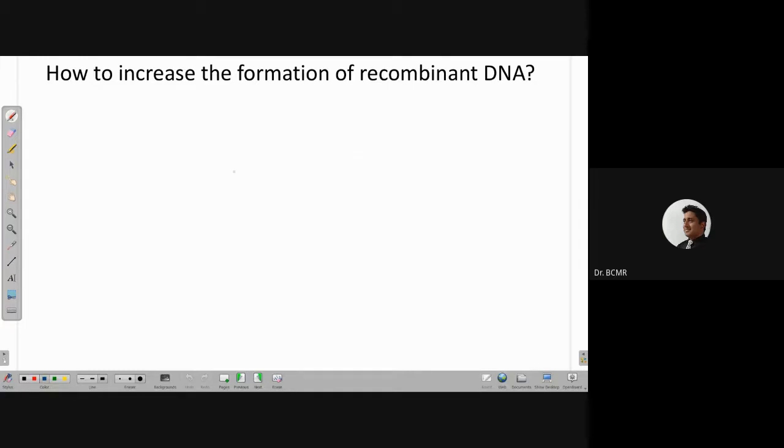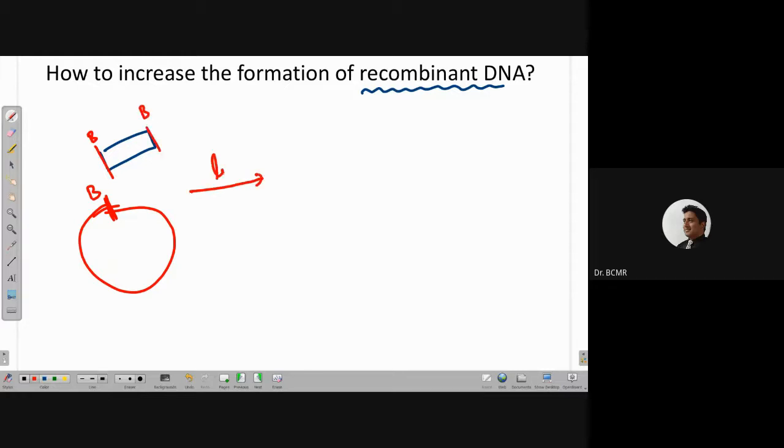In the last class, we also discussed how to increase the recombinant DNA yield. When we perform ligation between the gene of interest and the vector, say this is the vector and this is a BamHI site, and you have BamHI sites here too, and we add ligase. This is what I'm trying to do right now: review what we have already discussed previously.